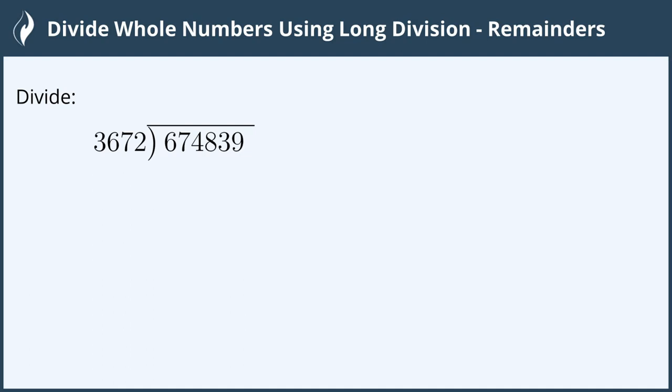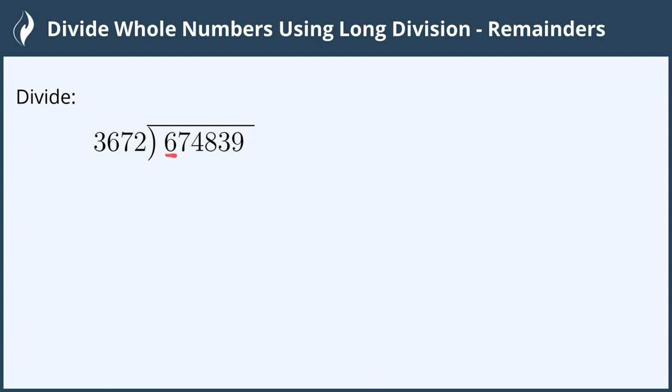Hi everyone! In this video, we are going to divide whole numbers using long division, and we may have some remainders. The first thing we want to do is divide 3,672 into our 674,839. So the first thing we want to look at is, will it go into the first digit?